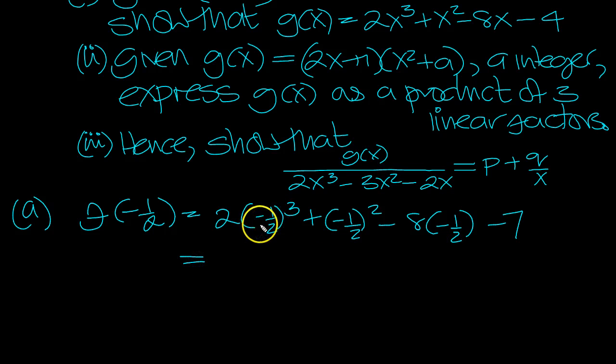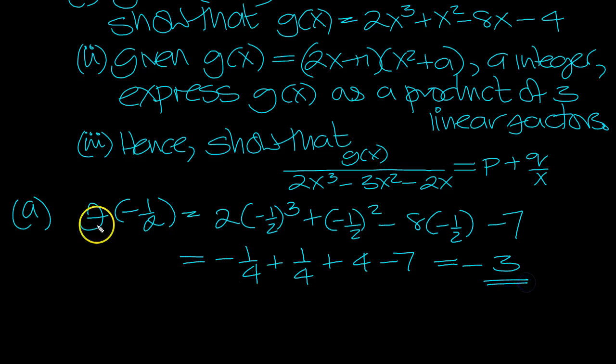Minus half cubed, one of the twos will cancel. We'll just get 2 squared, which is 4, so it'll be minus 1/4. This will be plus a quarter, won't it? Half squared with a minus. And then minus times minus is a plus. 8 over 2 is 4. Take away 7. These cancel. 4 take 7 is minus 3, so that's the remainder. So this was part 1.